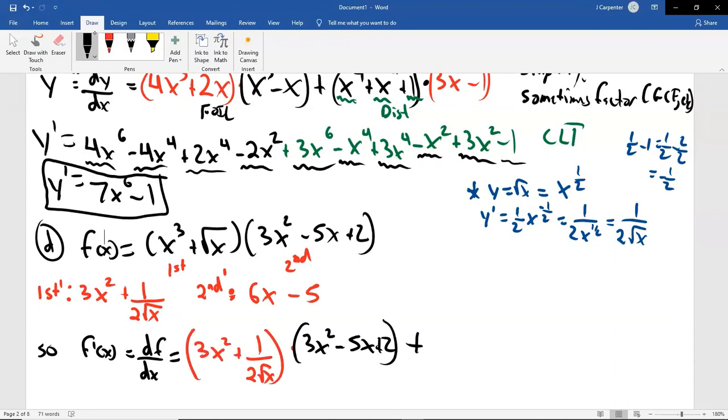Derivative of the first times second. Now flip-flop it. The first function being the x cubed plus square root of x. Multiple terms, so wrap it. Then times the derivative of the second, which is the only thing we haven't used, the 6x minus 5. Notice we use all of the bits. First, second, derivative of first, derivative of second, all 4 of those things get used. You just have to have them in an appropriate order.